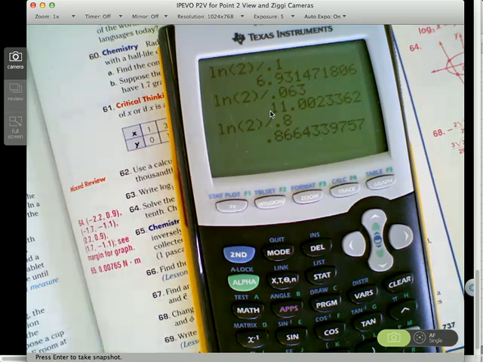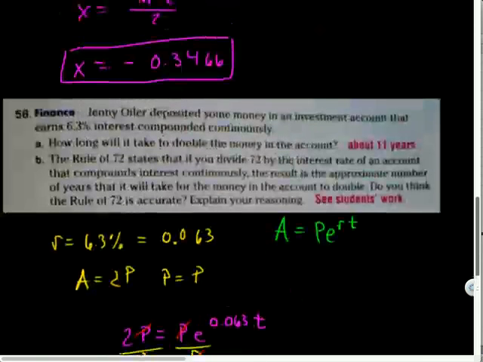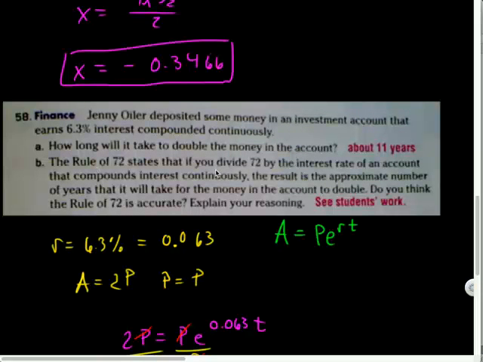So there we go. Let's look at part B, the rule of 72. I might pull up Excel for this. It states that if you divide 72 by the interest rate of an account that compounds continuously, the result is the approximate number of years that it takes for the money to double. Do you think the rule of 72 is accurate? Explain your reasoning. I said no, because 72 divided by 0.063 would be far greater than 11.0023.